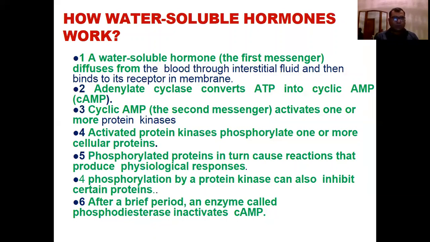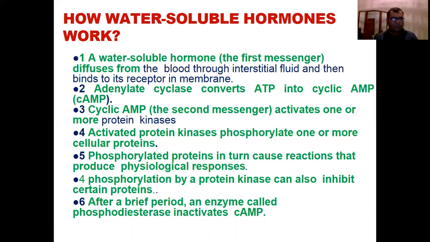How water soluble hormones work. For a water soluble hormone, the first messenger diffuses from the blood through the interstitial fluid and then binds to its receptor at the exterior surface of the target cell's plasma membrane. The hormone receptor complex activates a membrane protein called G protein. The activated G protein in turn activates adenylate cyclase. Then adenylate cyclase converts ATP into cyclic AMP. Because the enzyme's active site is on the inner surface of the plasma membrane, this reaction occurs in the cytosol of the cell.